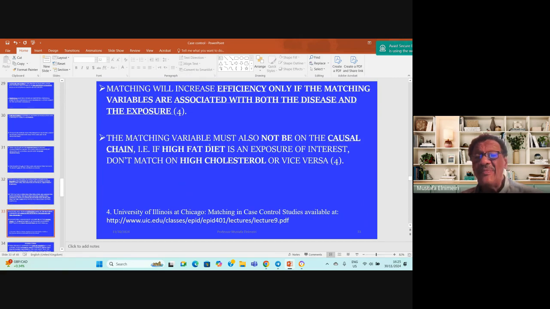Matching will increase efficiency only if the matching variables are associated with both the disease and the exposure. The matching variable must not be on the causal chain. If high-fat diet is an exposure of interest, we should not match on high cholesterol or vice versa, as mentioned in published articles on matching in case control studies that can be found on the website of the University of Illinois.